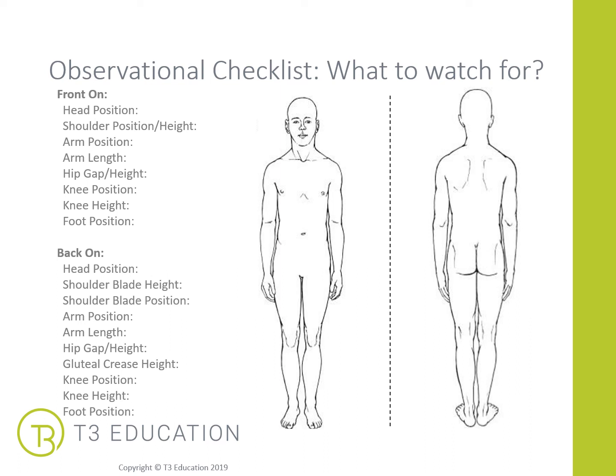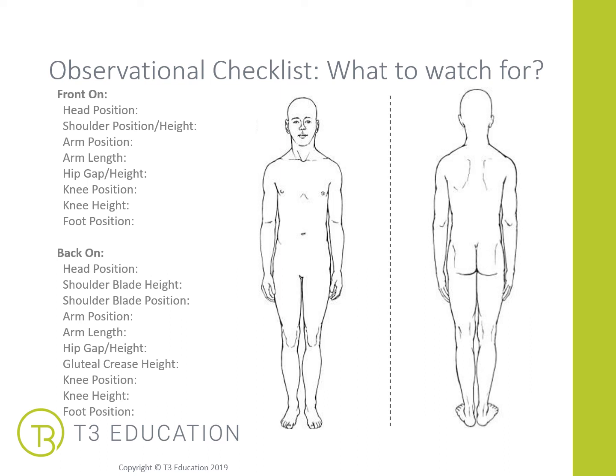Again, it's easier to see hip position at the back. Is there a bigger window, a bigger gap on one side to the other? Is there a pelvic rotation? Is it higher one side than the other? Gluteal crease, if someone's wearing leggings or tight jeans, is that gluteal crease higher one side to the other?